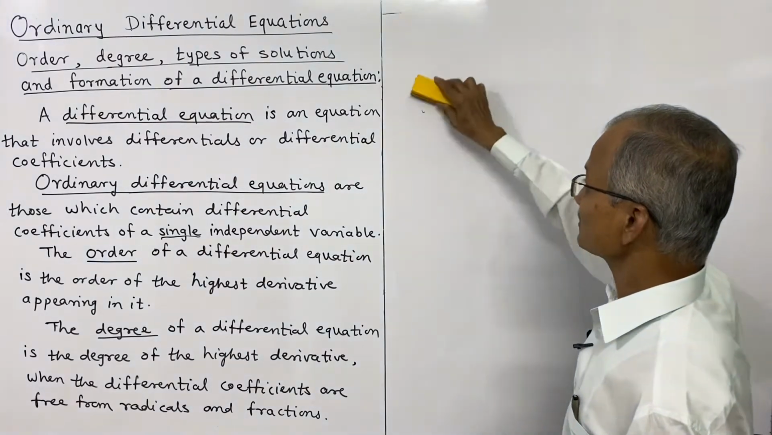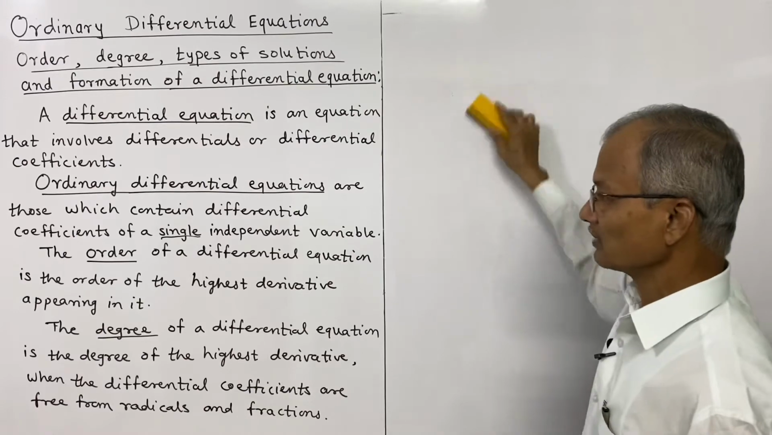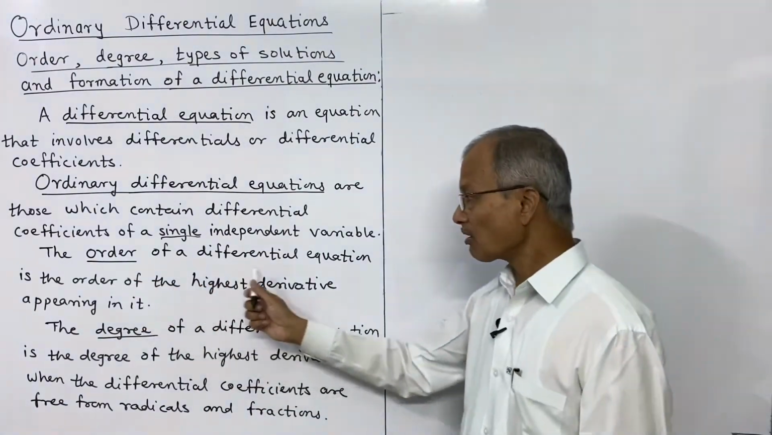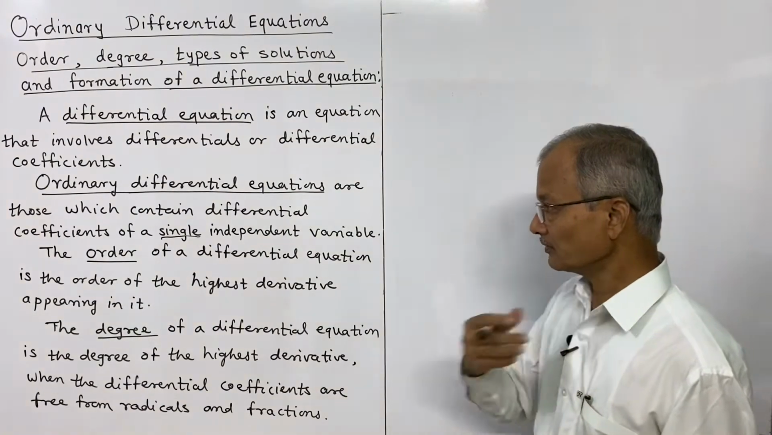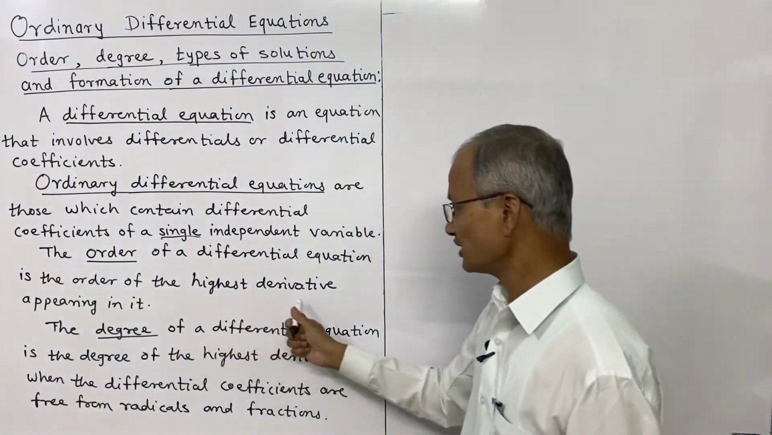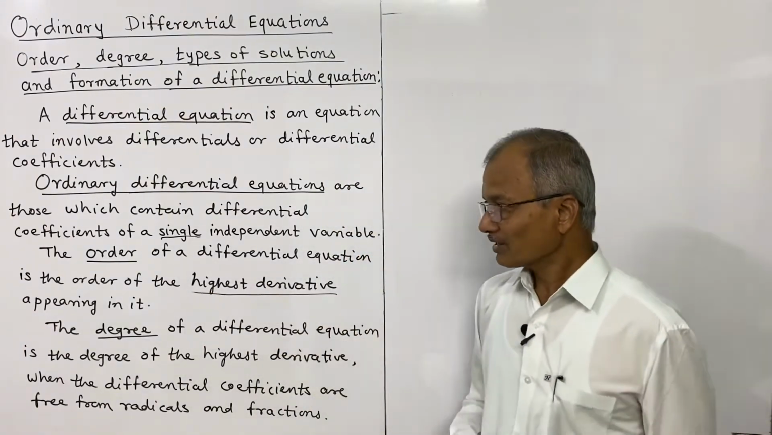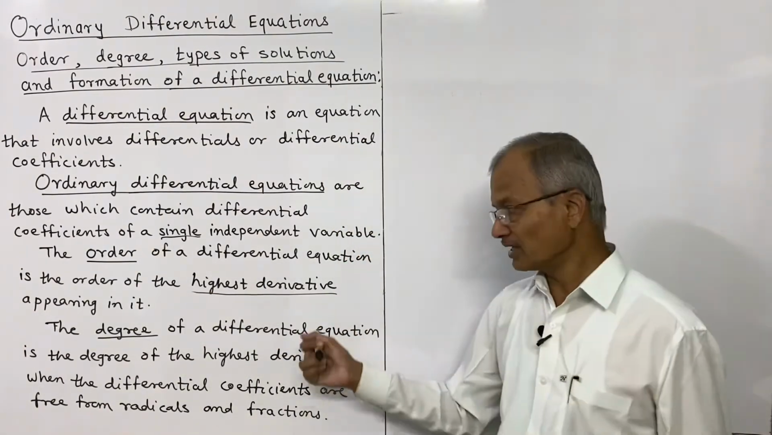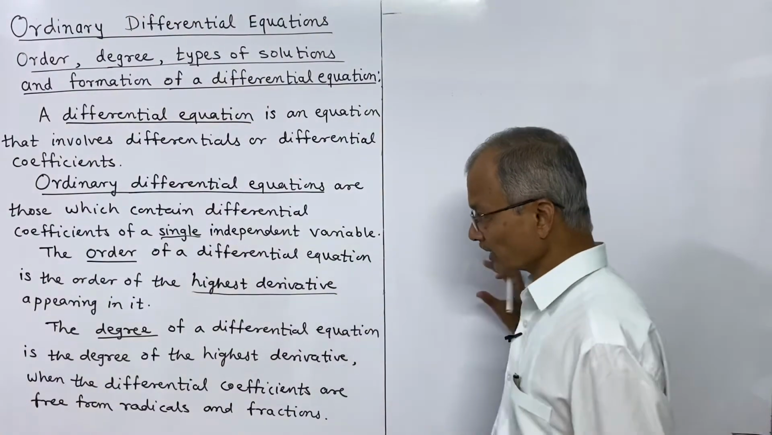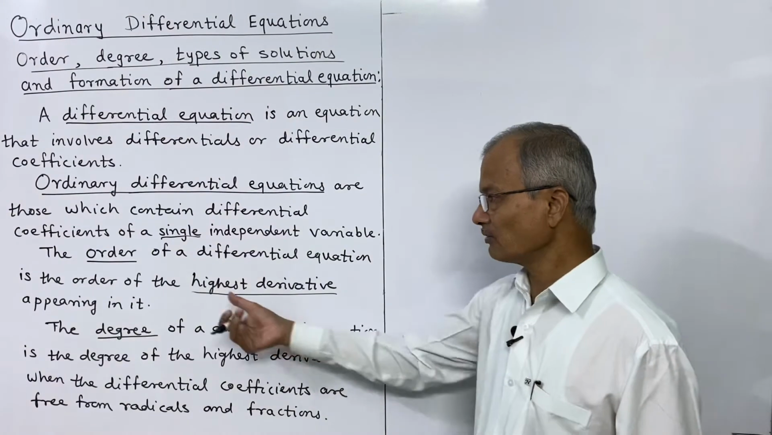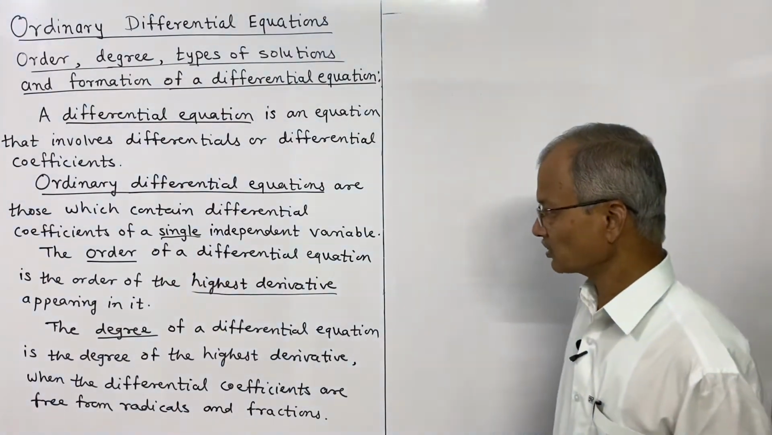Now next are the two terms associated with differential equation. The first is order. What is the order of a differential equation? That is the order of the highest derivative appearing in it. So we will see the examples, then it will be clear. So the highest derivative we have to take from the differential equation, and the order of that highest derivative is the order of the differential equation.